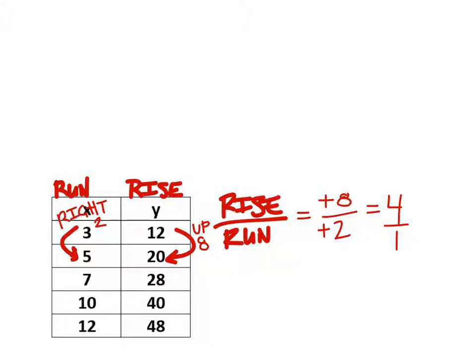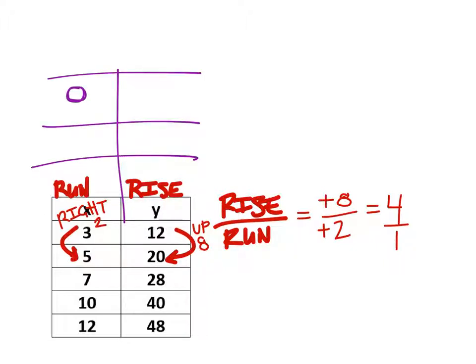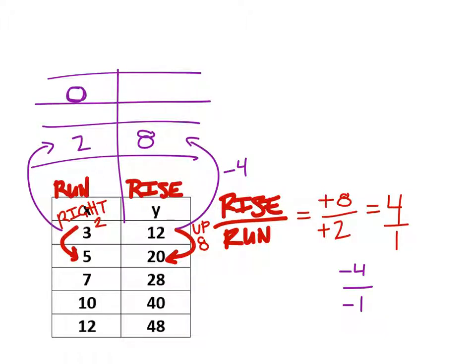So if the rise is 4 and the run is 1, to find the y-intercept we need an x value that's 0, and then we just need to find the corresponding y value. So I'm going to be extending this table upwards like this. So from 3 and 12, using the rise and run that I found, I'm going to make it down 4 and to the left 1 though. So from 12, I'm going to go down 4, which would be 8. And from 3, I'm going to go to the left 1, which would be 2. So this takes me a little bit closer to 0.